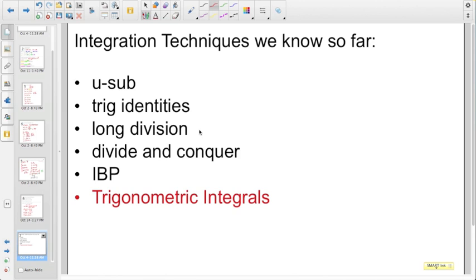So just to sum up the techniques that we know so far, for this chapter we've gone through u subs, we've gone through trig identities, we've gone through long division and divide and conquer, integration by parts, and now we can add to it these trigonometric integrals that we're solving in this section.